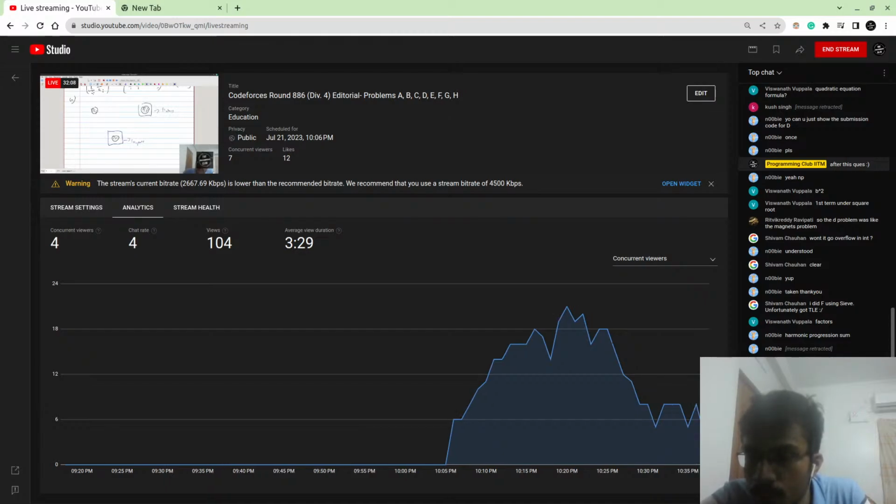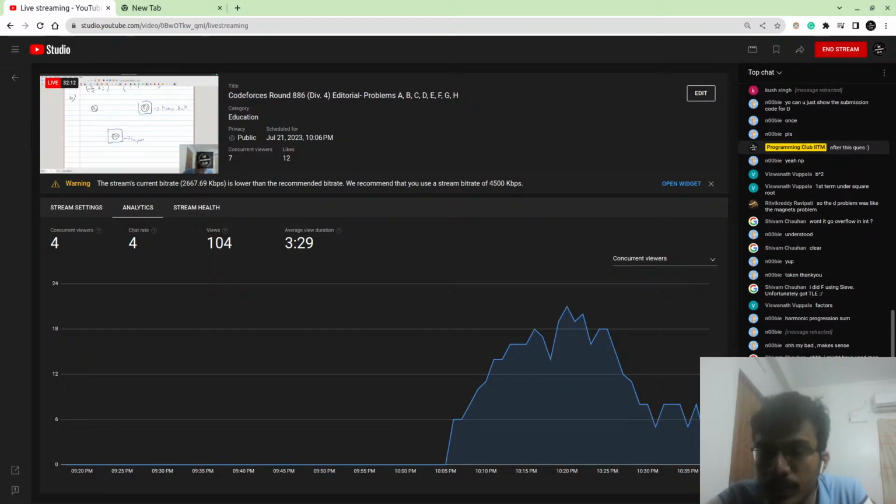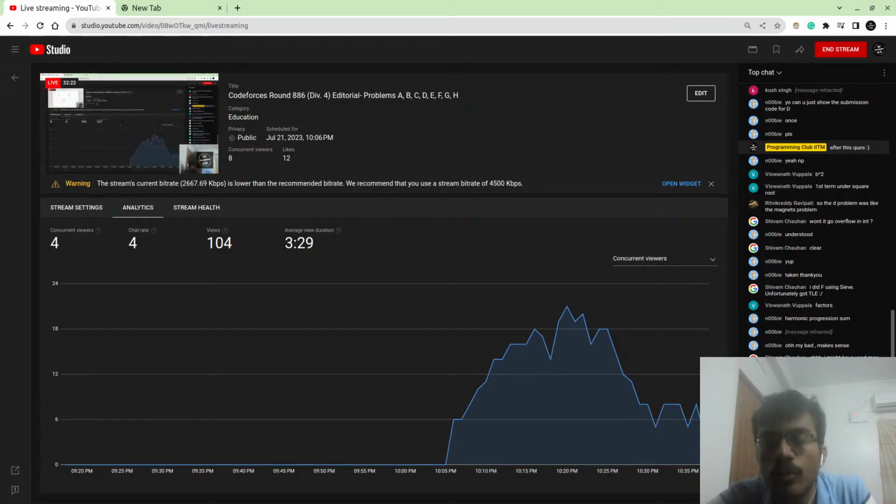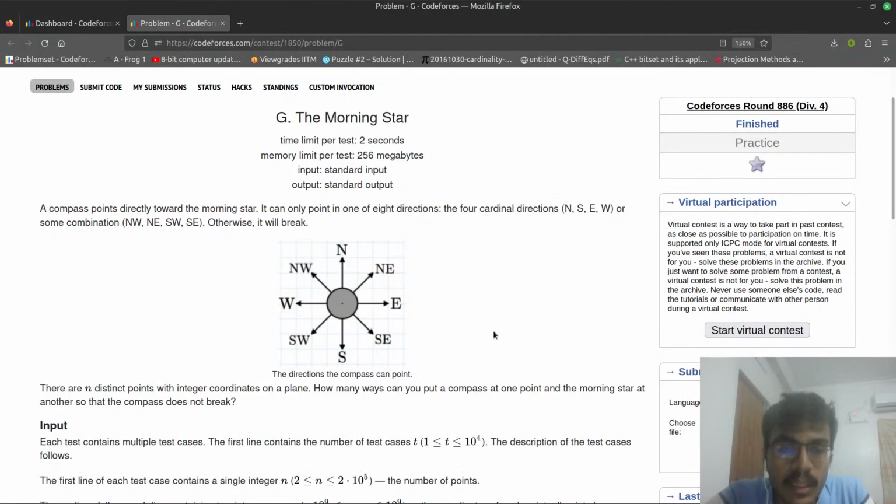Ashutosh is asking what the prerequisites are for G and H. There are not many prerequisites as such. G doesn't have any prerequisites. H might have a few, but H is graph theory based.